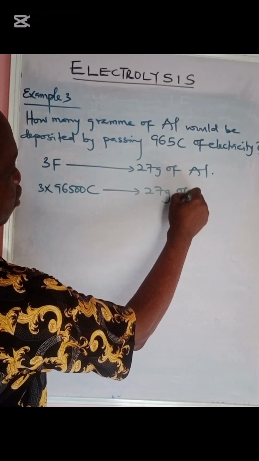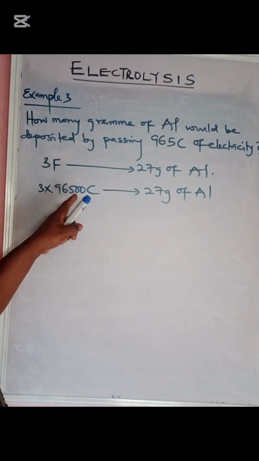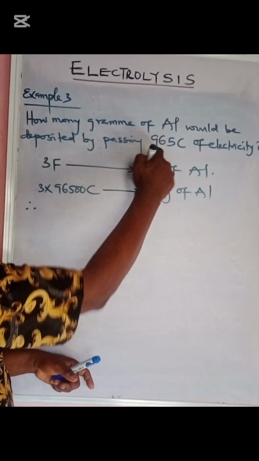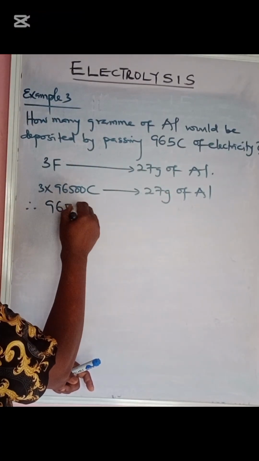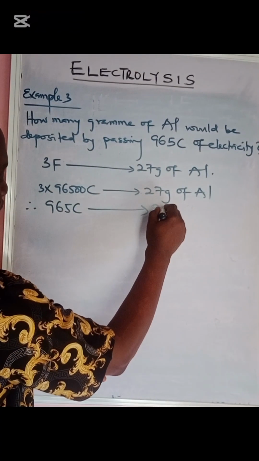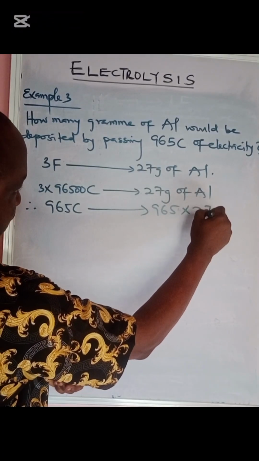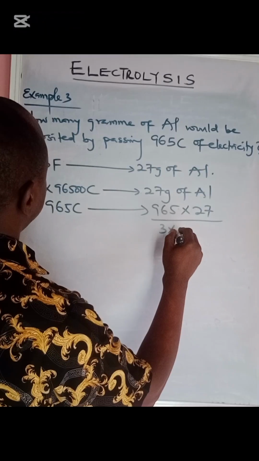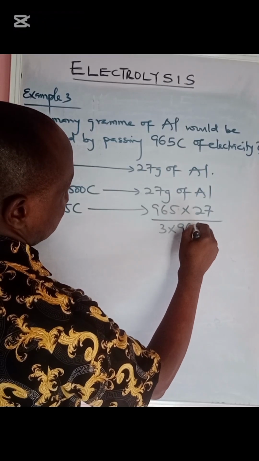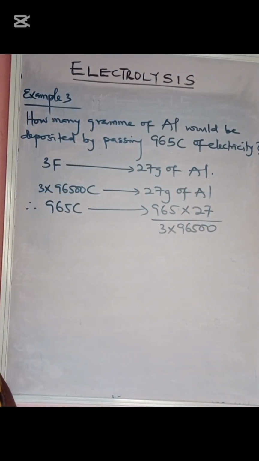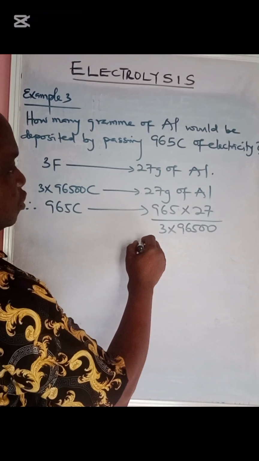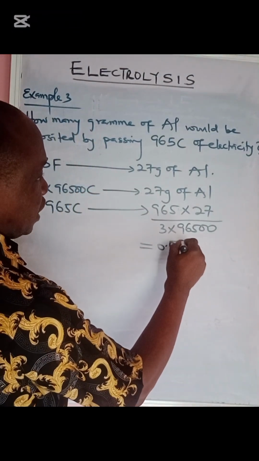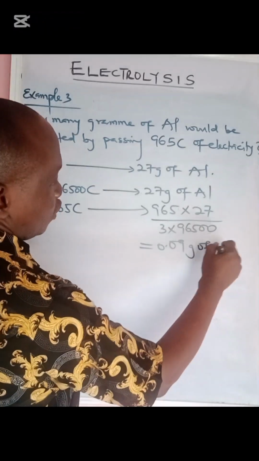So therefore, what is 965 coulomb? It will be 965 times 27 divided by 3 times 96500. That is exactly what you are going to have. So at the end of the day, you are going to have 9 divided by 100, which is 0.09 grams of aluminium. Take note of that.